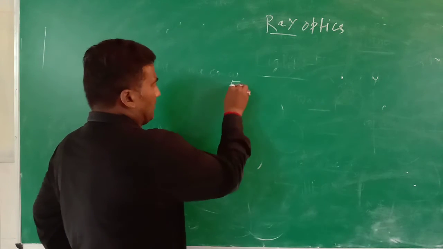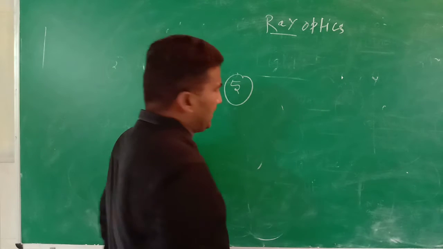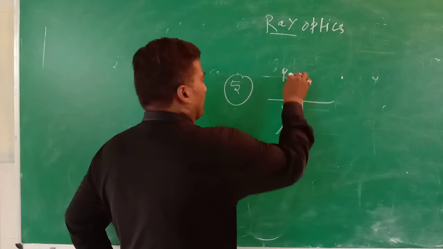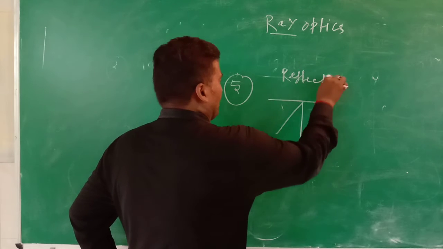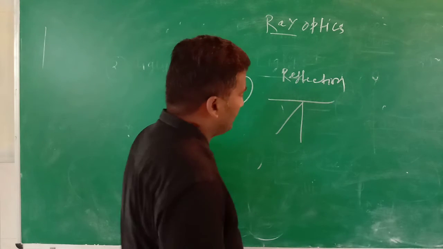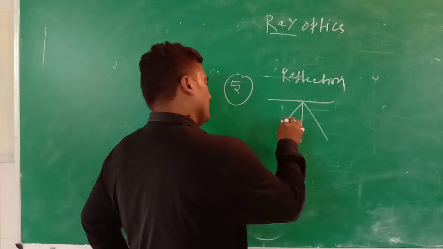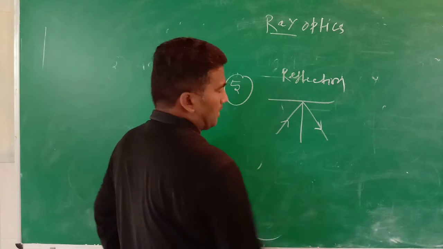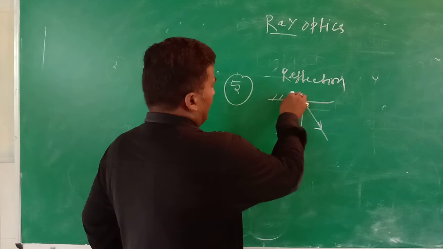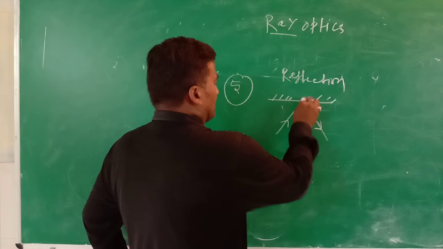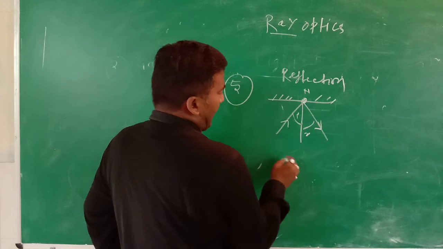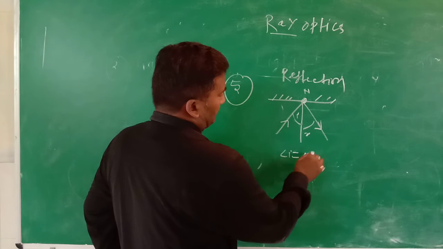Now we discuss another property. Light has reflection. What is the reflection of light? When a ray of light strikes a plane mirror or a smooth surface, it is reflected in the same direction. That is known as the reflection of light. Angle i is equal to angle r.